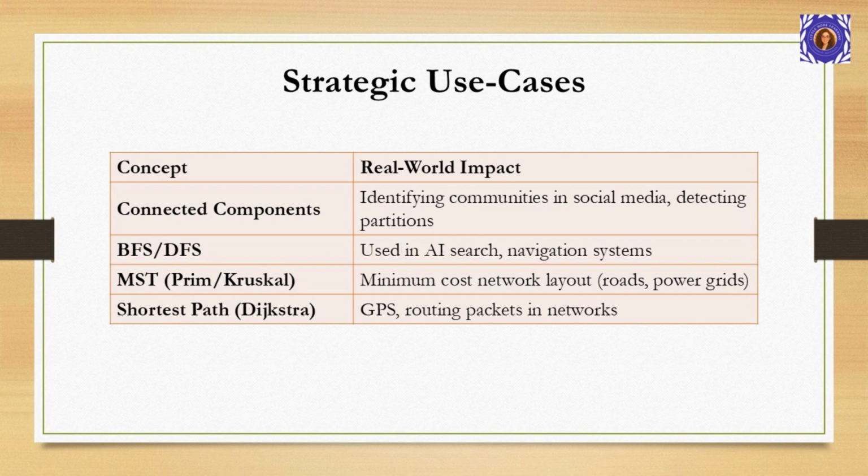Let's connect these algorithms to real-world impact. Connected components applications are in social media, community detection and network analysis. Infrastructure, identifying service outages and planning redundancy. Bioinformatics, finding protein interaction modules. Data science, natural clustering without predefined groups.